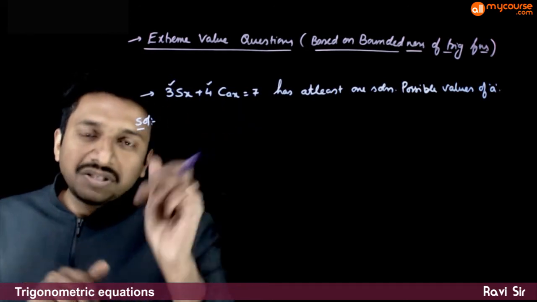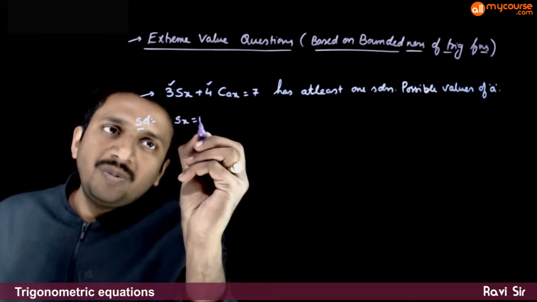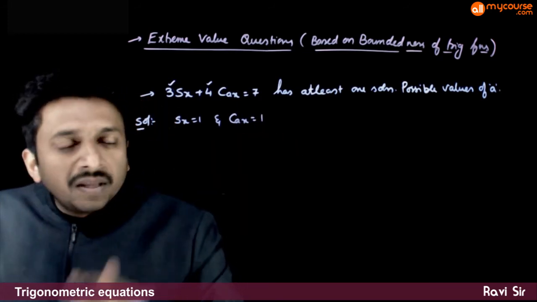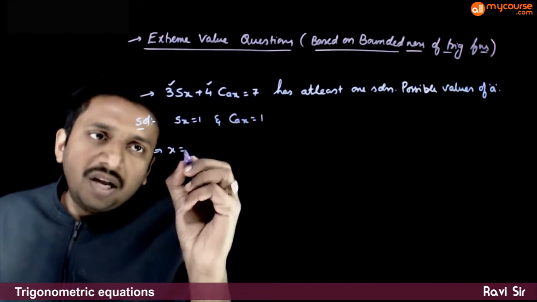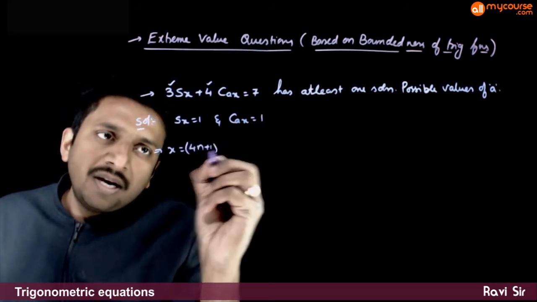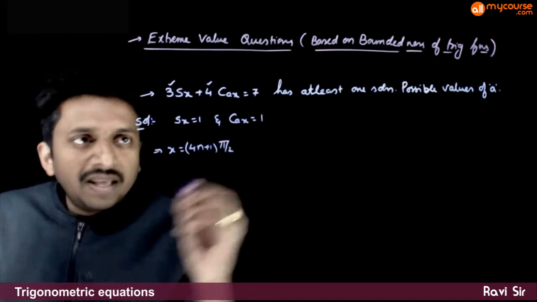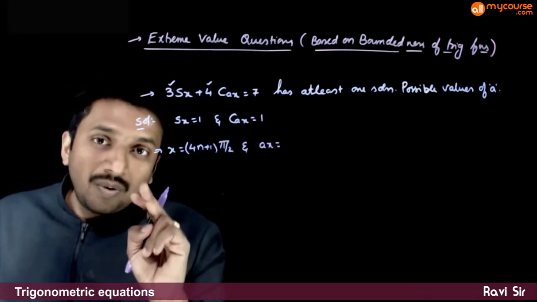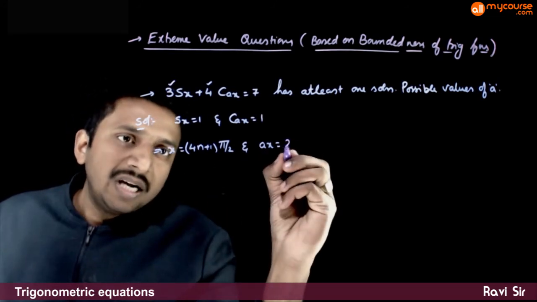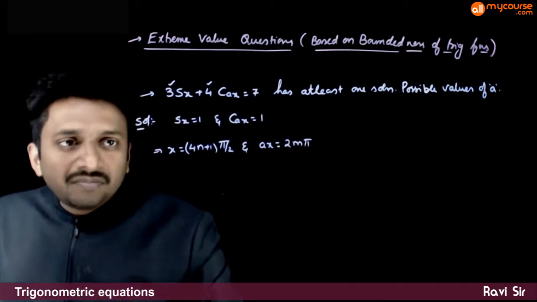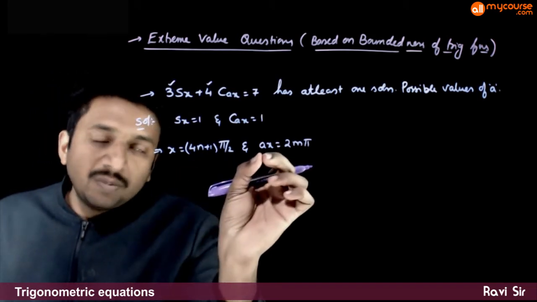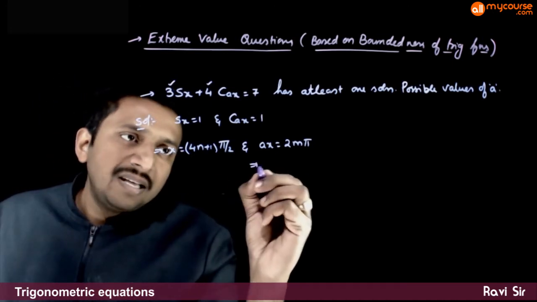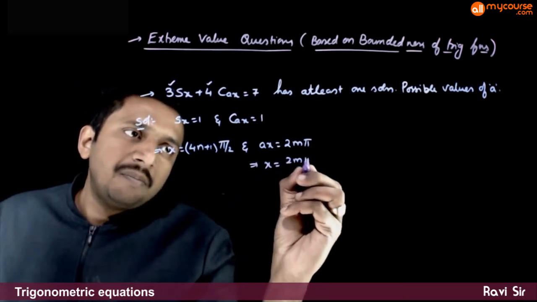So if this equation has to be valid, sin x has to be equal to 1 and cos ax should also be equal to 1. This implies x has to be equal to 4n plus 1 times pi by 2, right? And ax has to be equal to, cos ax is equal to 1, that means even multiples of pi, 2m pi. So x has to be equal to 4n plus 1 times pi by 2, ax has to be equal to 2m pi. So this implies x is equal to 2m pi by a.